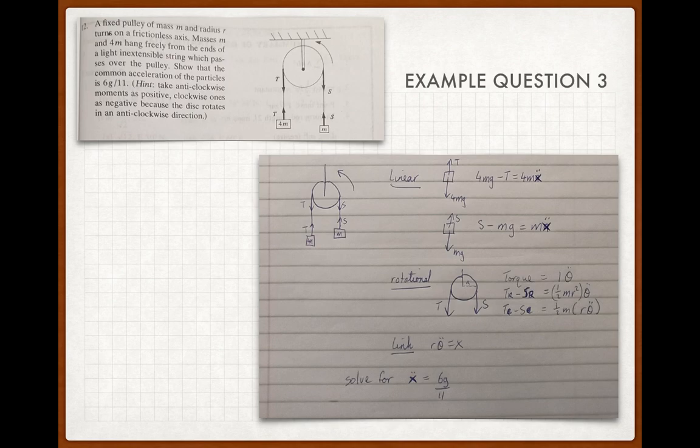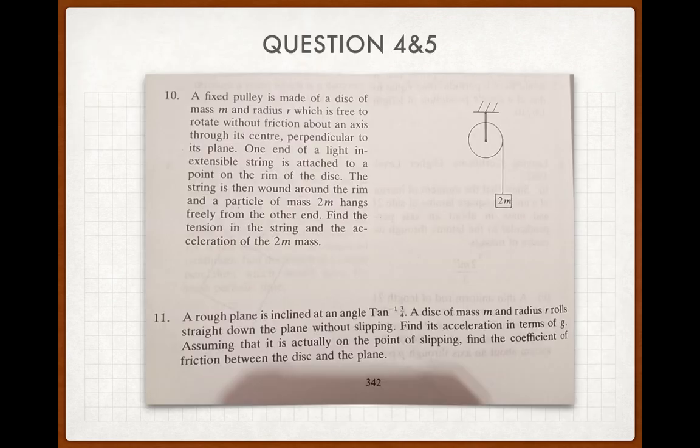From what I can see, you could probably just add the three equations. The tensions would cancel, and you'd get x double dot is 6g over 11. Again, if you're not sure of it, you do this question. And here are two for you. Pause the video, do them, and that's your work today, lads.